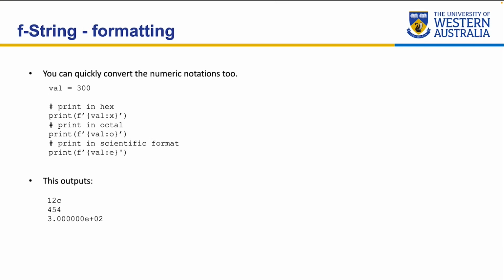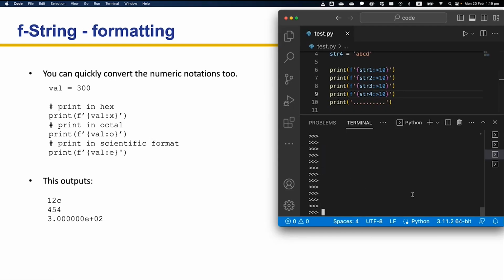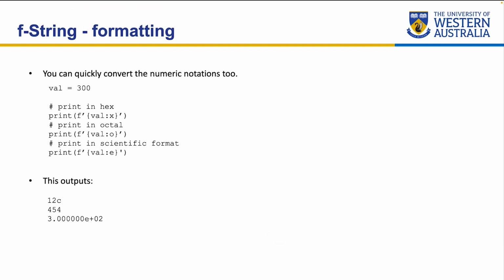And this can also be used to quickly convert the number notations between different formats. So for example, value equals 300. We want to print inside a string val in hex format. Okay, so it's 12C. We can convert it into octal. We can convert it into scientific. Okay, so all of these are useful in order to quickly convert the type between values.